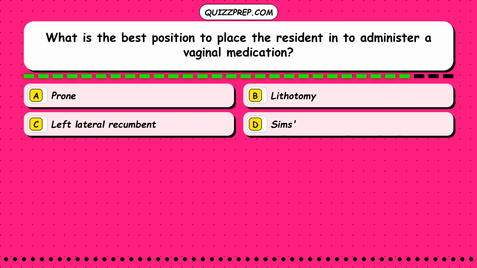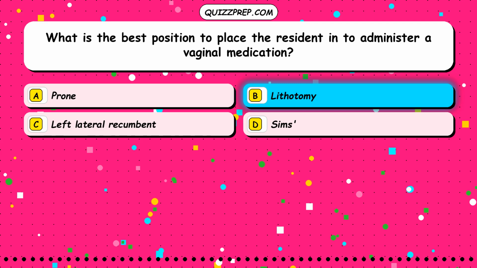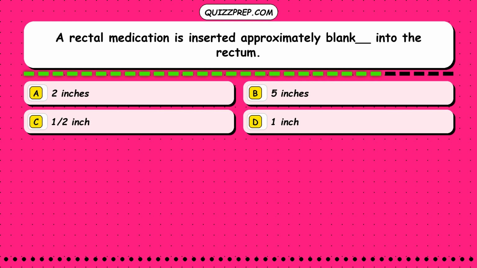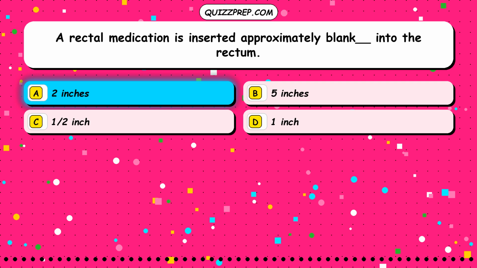Question 93. What is the best position to place the resident in to administer a vaginal medication? Option A, prone. Option B, lithotomy. Option C, left lateral recumbent. Option D, Sims. The correct answer is option B, lithotomy. Question 94. A rectal medication is inserted approximately blank blank into the rectum. Option A, 2 inches. Option B, 5 inches. Option C, 1/2 inch. Option D, 1 inch. The correct answer is option A, 2 inches.